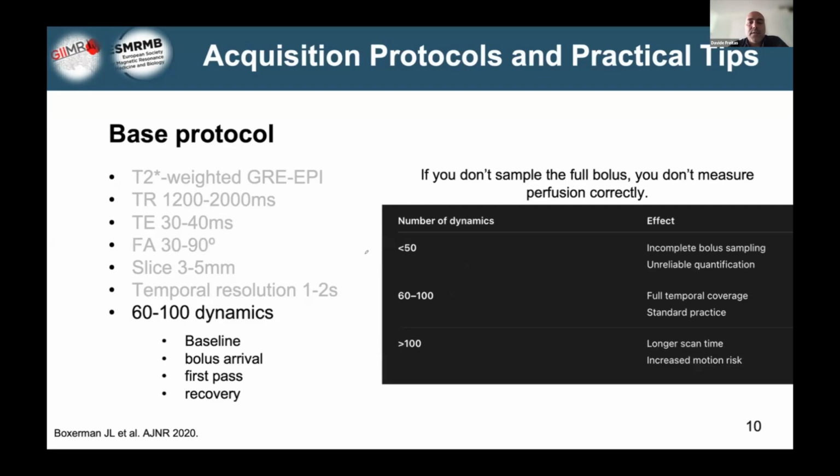The number of dynamics is essential to ensure proper temporal coverage of the contrast bolus. Typically, we aim for around 60 to 100 dynamics, which allow us to capture the full sequence of events from the baseline, bolus arrival, first pass, and recovery. If the number of dynamics is too low, we risk missing critical phases of the bolus passage, leading to inaccurate estimation of perfusion parameters. On the other hand, acquiring too many dynamics may lead to an unnecessarily prolonged acquisition time, increasing motion. So the goal is to have a sufficient temporal sampling while maintaining the acquisition efficiency.